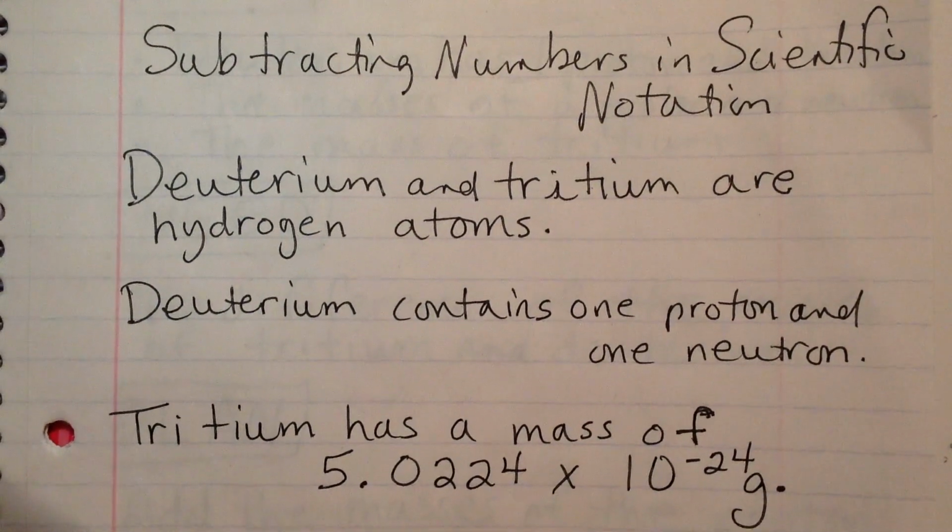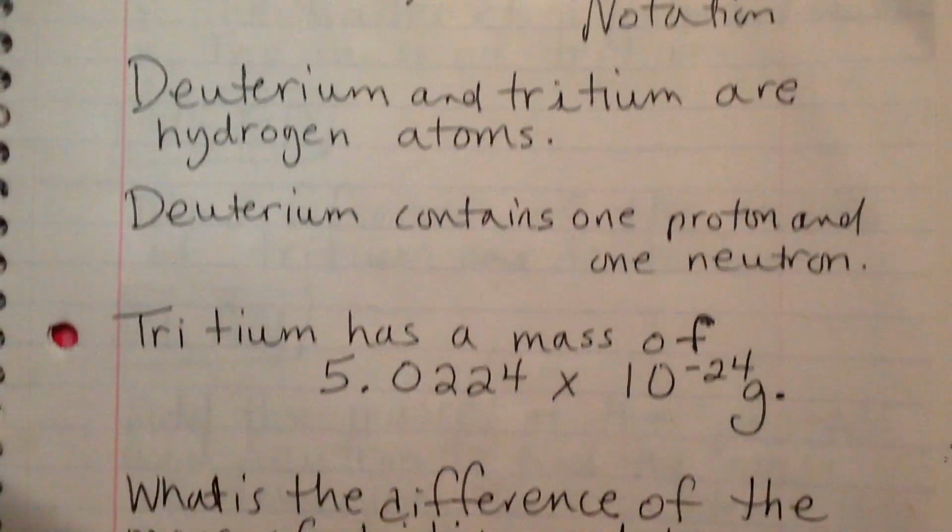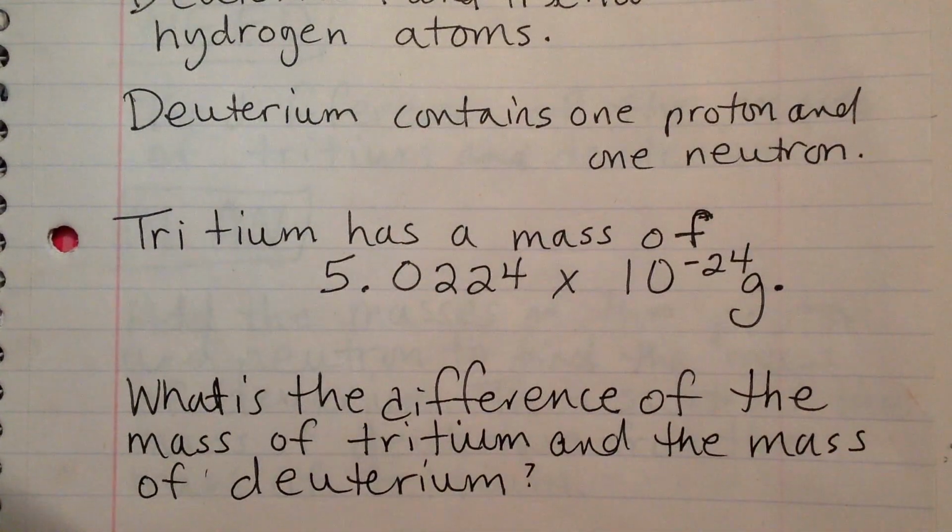Tritium has a mass of 5.0224 times 10 to the negative 24 grams. What is the difference of the mass of tritium and the mass of deuterium?